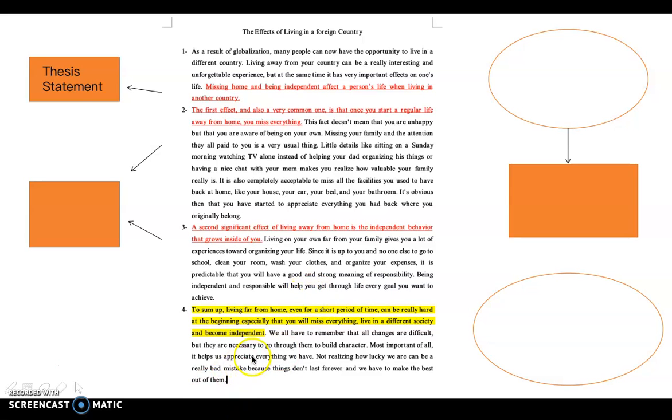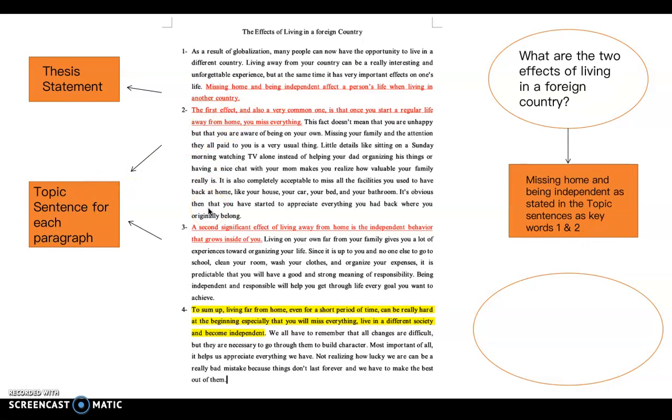And finally, in the conclusion, the author started with the signal word to sum up. He restated the thesis. He kept the keywords, which are missing everything and being independent. And he just summarized the essay. So let's go back. These are the topic sentences. The keywords are missing home and being independent. And in the conclusion, the author summarized the essay.